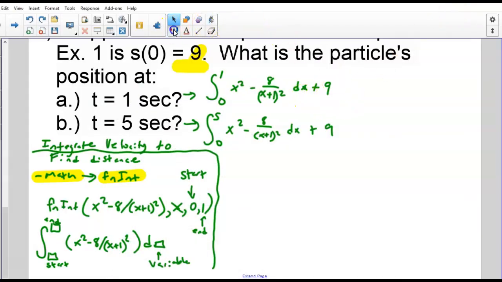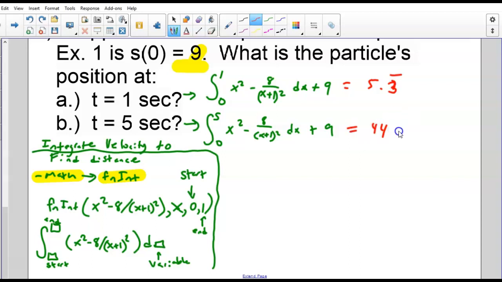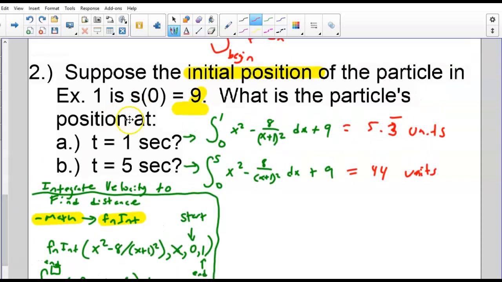All right, so we got 5.3 right here. Excuse me. This one was 44, right? So 5.3 units and 44 units. But the thing is, make sure you understand the questioning right here. This is a position question, right? This is not a velocity question. The other type of question you're going to have is velocity. This is a position question. You got it? And we are assuming that we're starting some other place. You see what I'm saying? That's why we added 9 to this.